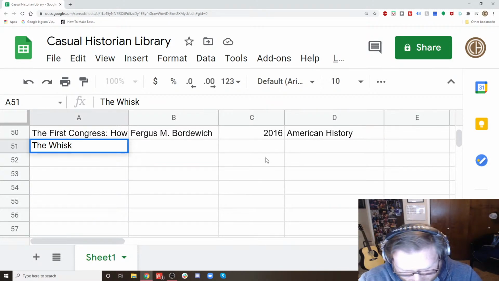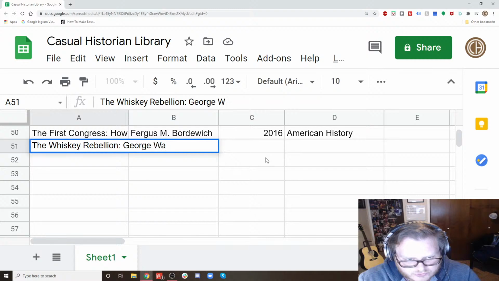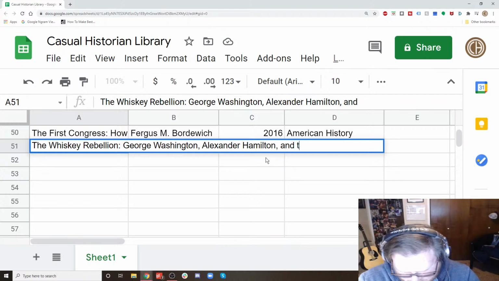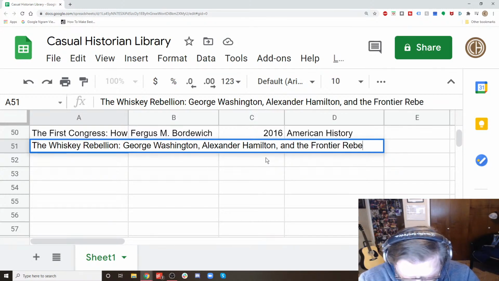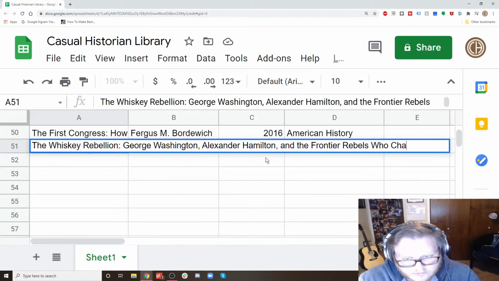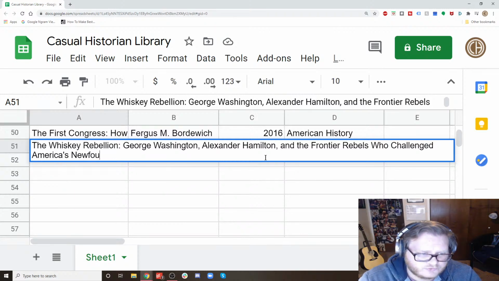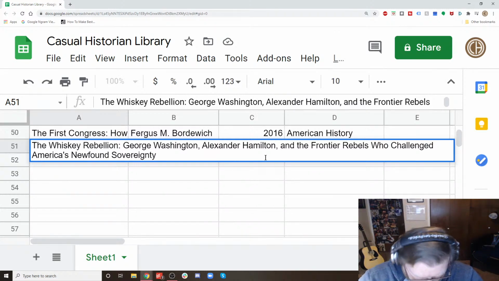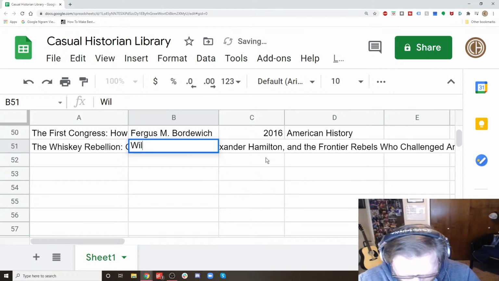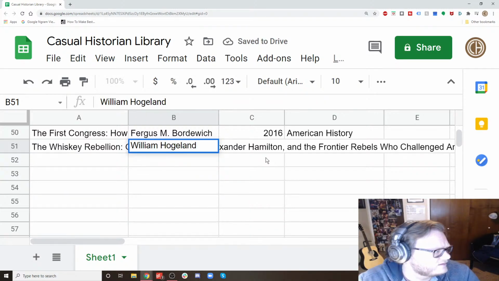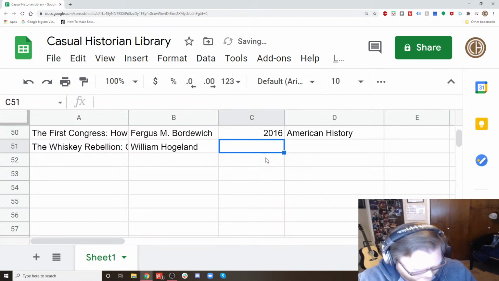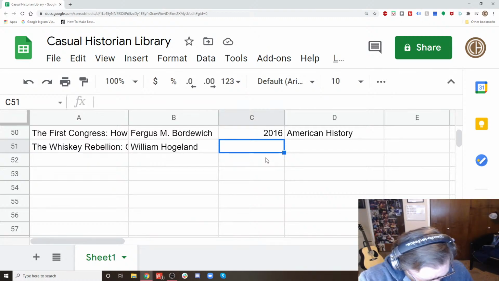The Whiskey Rebellion: George Washington, Alexander Hamilton, and the Frontier Rebels Who Challenged America's Newfound Sovereignty, by William Hogeland. (2006).